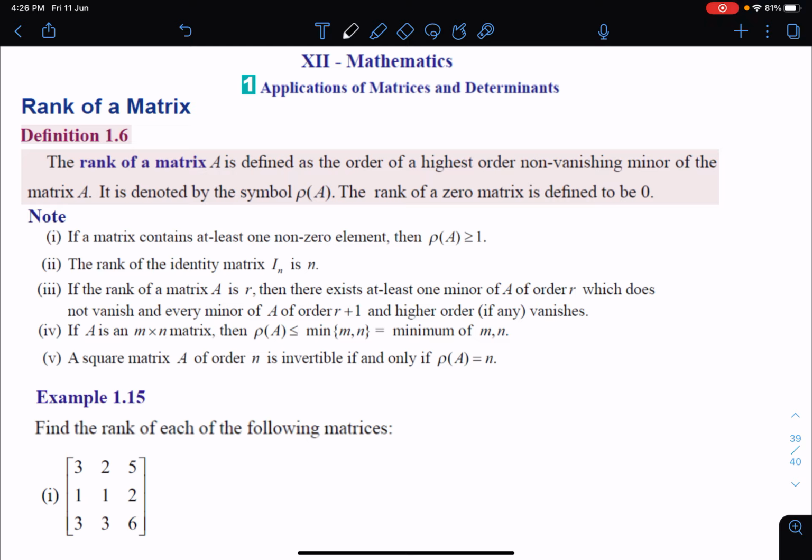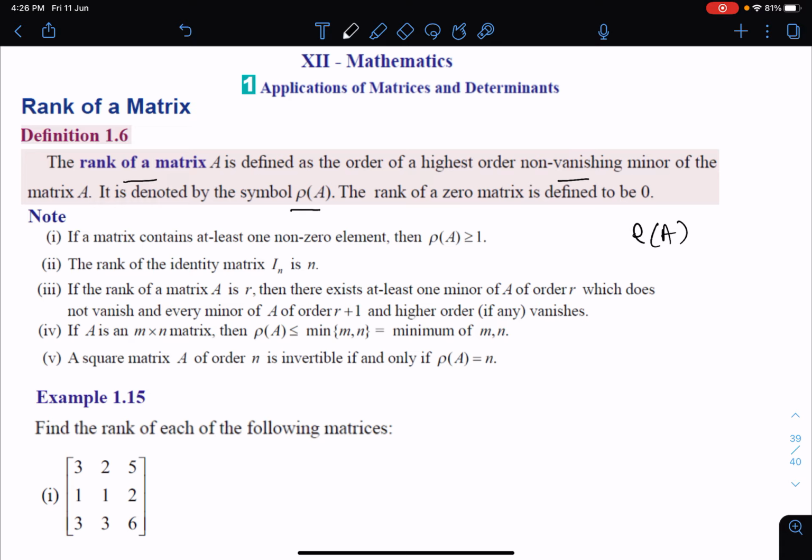In definition 1.6, the rank of a matrix is defined as the order of the highest order non-vanishing minor of the matrix A, and it is denoted by rho of A. Okay, and the rank of a zero matrix is defined to be 0. Now note they have given some 5 points.